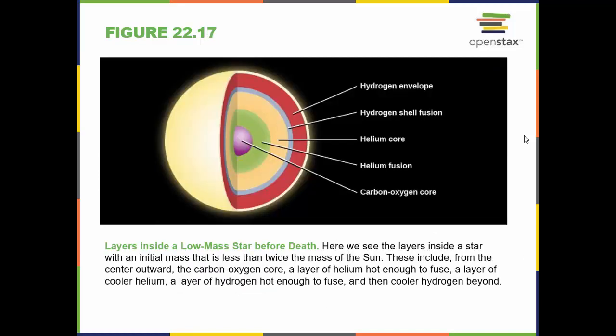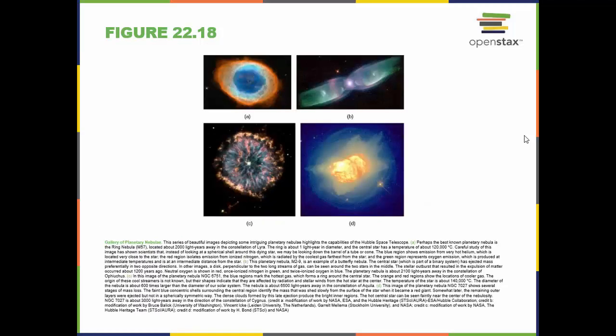Okay, so if we look at the layers inside a low mass star before death, here we see that we start with a carbon-oxygen core, and then we have helium fusion going on, and then we have a helium core, and then hydrogen shell fusion and a hydrogen envelope, right? And as we go, these include from the center outward: the carbon-oxygen core, a layer of helium hot enough to fuse, a layer of cooler helium, a layer of hydrogen hot enough to fuse, and then cooler hydrogen beyond.